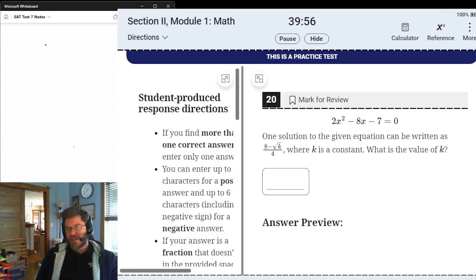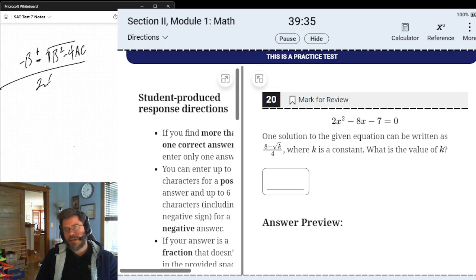We got a quadratic formula. We're going to just jam it in. If you remember it, b squared minus 4ac. Oop, what am I doing? That's the discriminant. Opposite of b, plus and minus, square root of b squared minus 4ac, all over 2a.